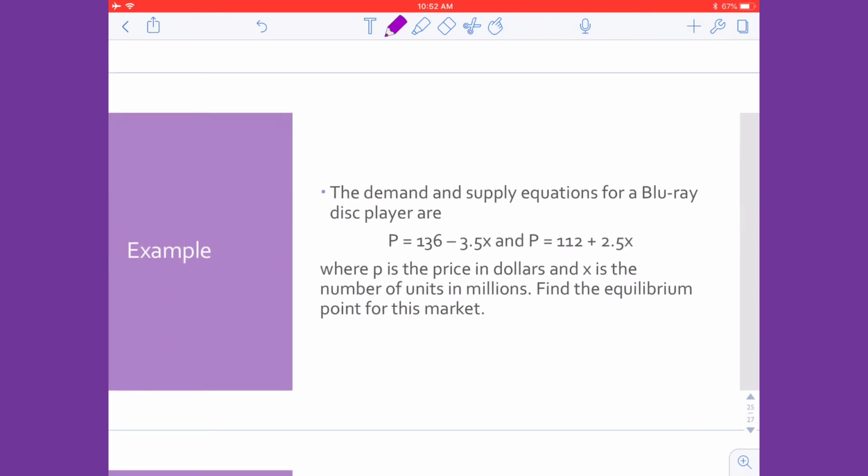So let's say I have this question. The demand and supply equations for a Blu-ray disc player are the following, where P is the price in dollars and X is the number of units in millions. Find the equilibrium point for this market.